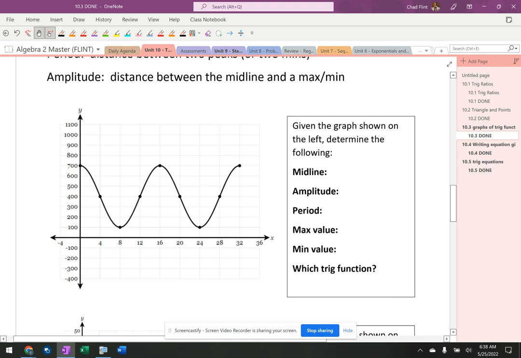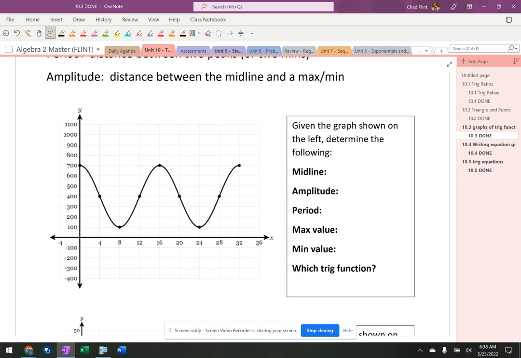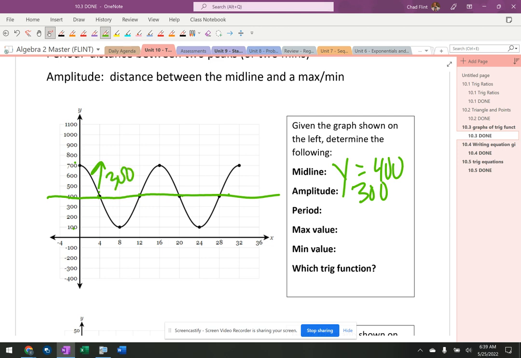Given the graph on the left, determine the following. Where is the midline? Usually you'll see dots on the midline, but it's right down the center. You can also take 700 and 100 and average it. The average is 400. So the midline is y equals 400, because it's always 400. The amplitude is 300 because it goes 300 from 400 in that direction.